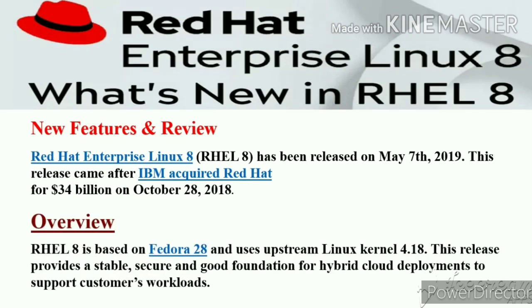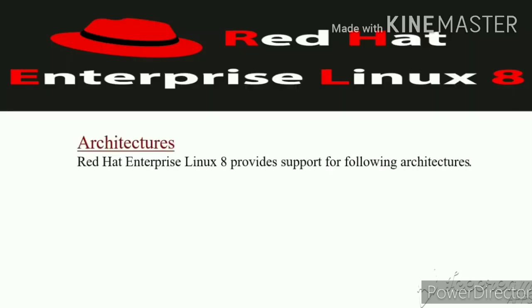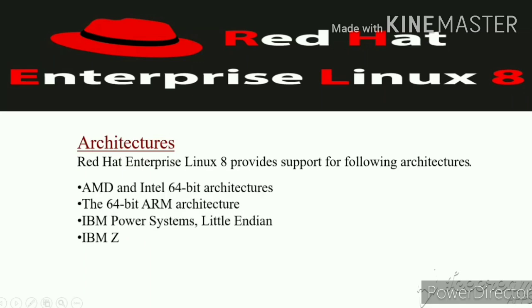The overview of Red Hat Enterprise Linux 8 is that it is based on Fedora 28 and uses upstream Linux kernel 4.18. This release provides a stable, secure, and good foundation for hybrid cloud development to support customers' workloads. Architecture: Red Hat Enterprise Linux 8 provides support for the following architectures: AMD and Intel 64-bit architectures, 64-bit ARM architectures, IBM Power Systems Little Endian, and IBM Z.